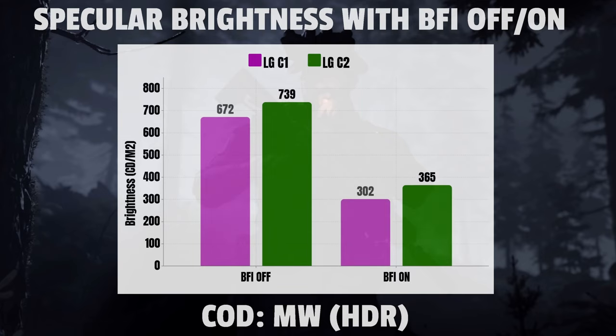As you can see from this graph here, HDR impact is severely compromised by black frame insertion. Without BFI on, you get 739 nits on the C2 and 672 nits on the C1. That same specular highlight post-BFI, meaning once BFI is on, drops down to 365 nits on the C2 and 302 nits on the C1. So for all intents and purposes, both TVs have their HDR impact almost cut in half. So you have to ask yourself, is using BFI at 60 Hertz on either the C1 or C2 worth the improved motion resolution at the expense of HDR or not?